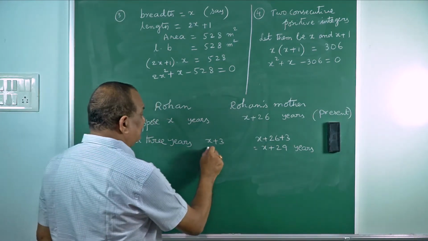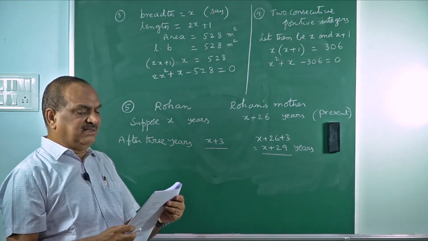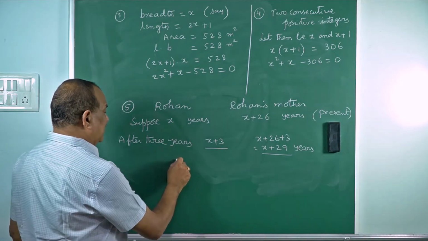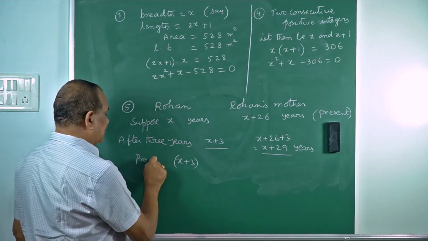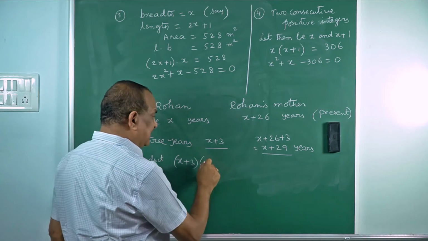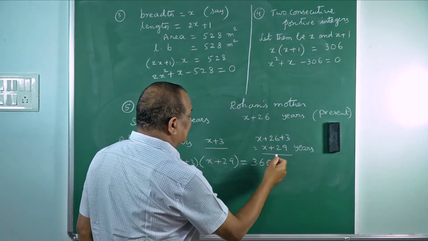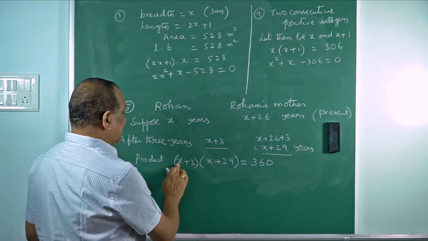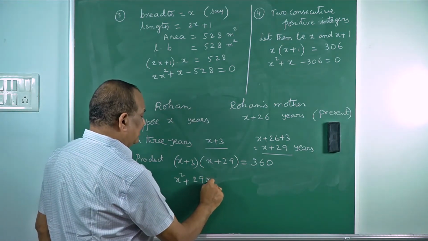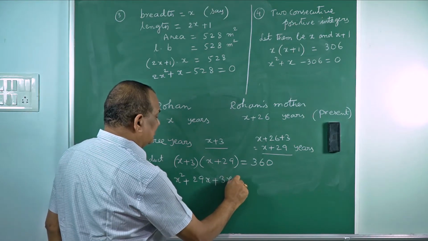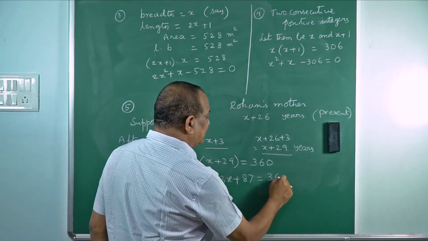The question here is, if you multiply these two, the product must be 360. So my quadratic equation is the product of their ages, x plus 3 times x plus 29. This is going to be 360. That's it. Let us get the quadratic equation. x times x, x square, x times 29, and 3 times x, 3 times 29 is equal to 360.